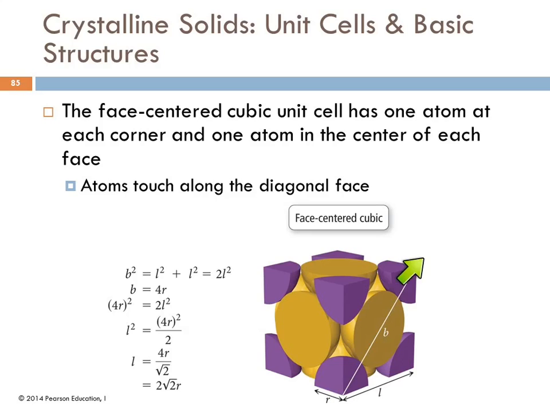Here we have touching diagonally along the face. Not diagonally across the cube, but along the face. Again, it's not just 2 times the radius, because these guys at the ends aren't touching. And so there's the geometry again, and L is 2 times the square root of 2 times the radius.